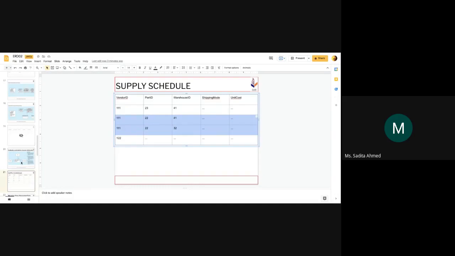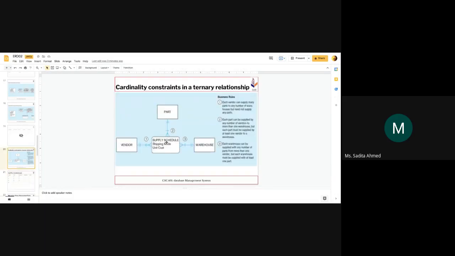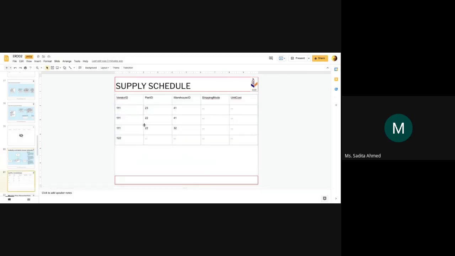However, a single supply schedule instance will have exactly one part reference in it. A single supply schedule instance, which is a single supply schedule row, will have exactly one part instance associated with it. Exactly like that, right?